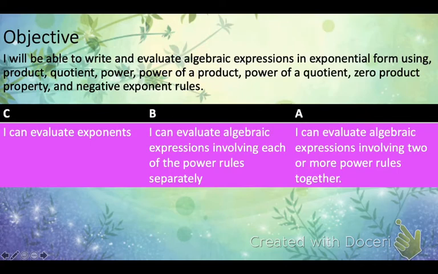All right, so we're going to review exponents because we have forgotten how to do exponents, and that's okay, but it's quite important to not forget our exponent rules. So we're going to be able to write and evaluate algebraic expressions in exponential form using product, quotient, power of a product, power of a quotient, zero product property, and negative exponent rules.